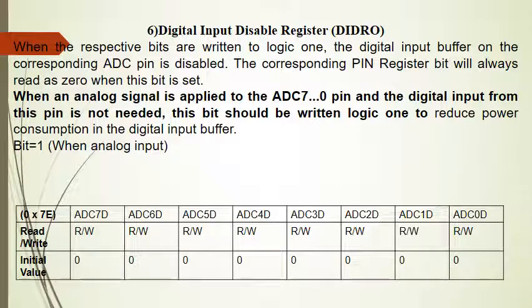Coming to the last register of the analog to digital converter, that is the digital input disable register. What does it mean? As you all know, we have maybe 6 to 8 analog pins. These analog input pins can be used as digital pins as well. So when you are using these pins as analog pins, it is very necessary to specify that the pins will not be used for digital input at that particular time. Why is it necessary to specify? Because this will reduce the power consumption of the digital input buffer.